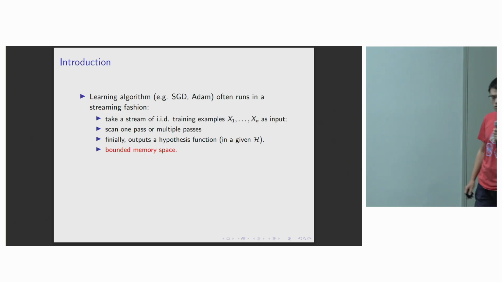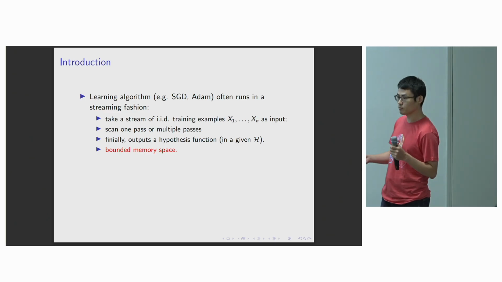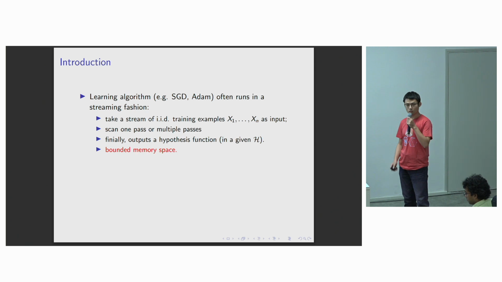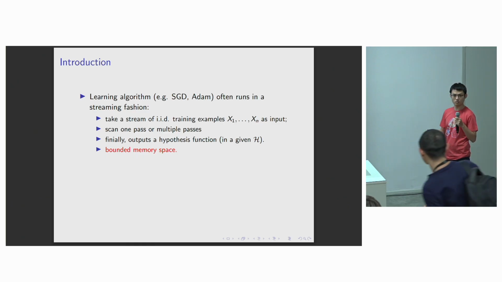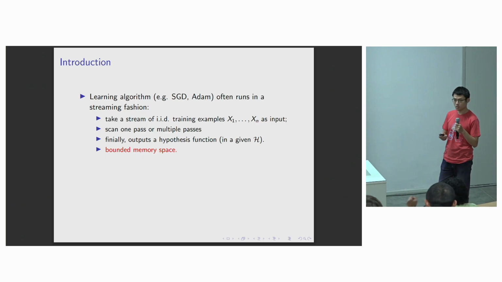The work is motivated by the fact that if we want to train a big model on huge data, then the training algorithm usually runs in a streaming fashion. We can imagine that there is a stream of IID training examples, x1 to xn, and the streaming algorithm can scan the whole data in one pass or several passes. Finally, it is required to output a hypothesis function in a given hypothesis class, H. The point here is that the space of the streaming algorithm is bounded, so the streaming algorithm does not have sufficient space to store the whole data.